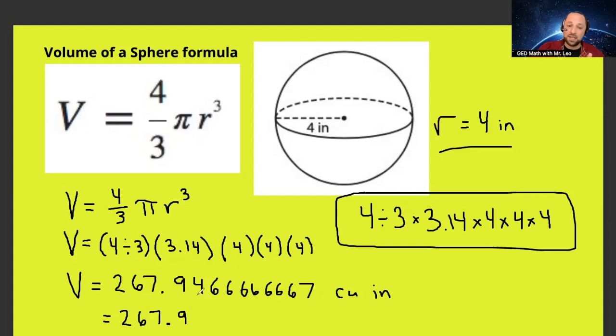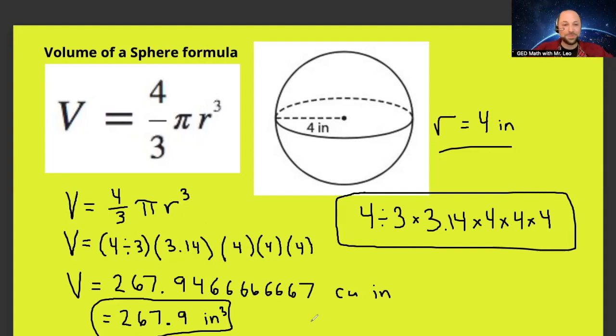Please notice that this answer is approximately 267.9 cubic inches. This is really what we're working on now. I'll do another lesson later on about rounding, and we'll deal with these as they come up. For now, I need you to get something like this. If you got something like this, we're doing great. Look at that crazy formula.